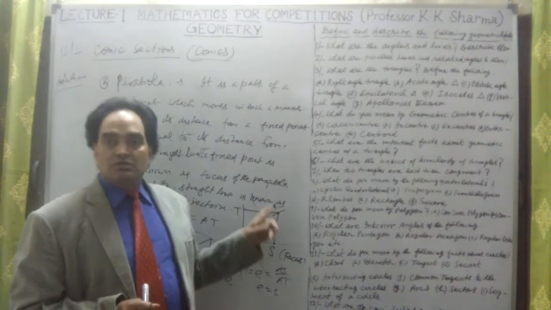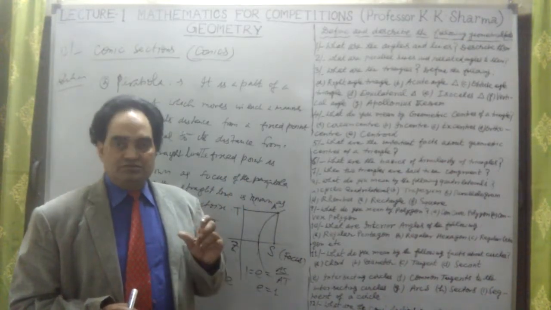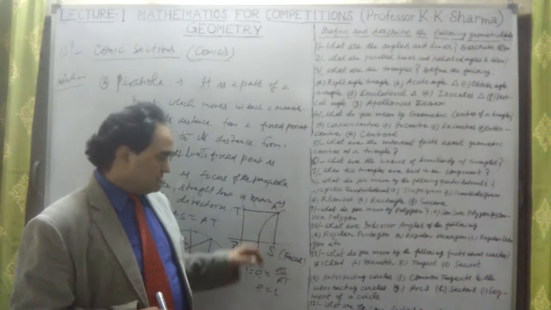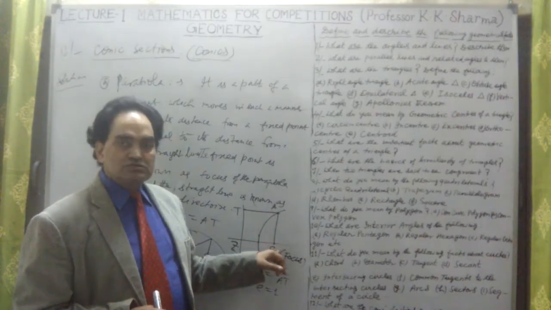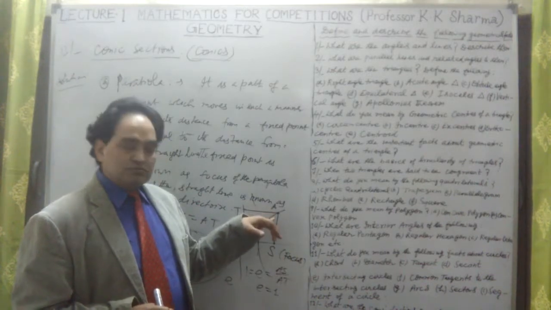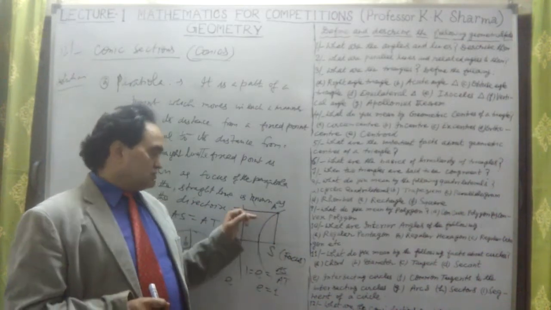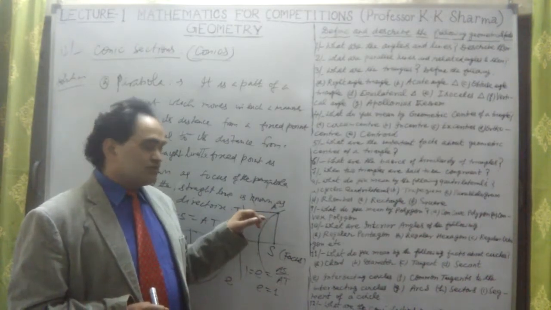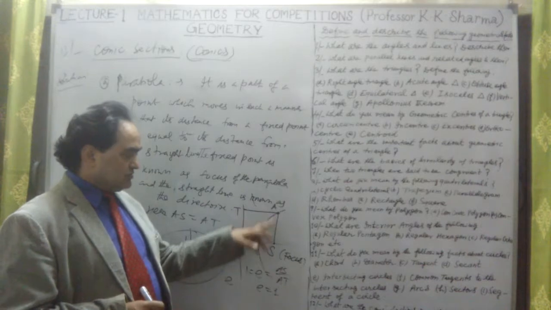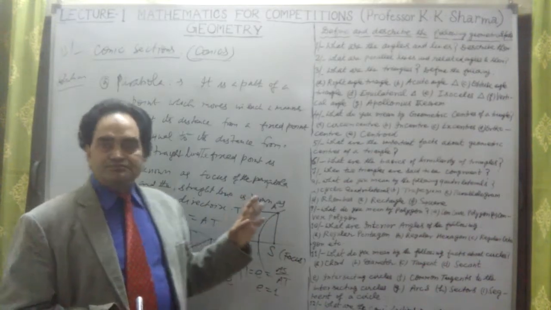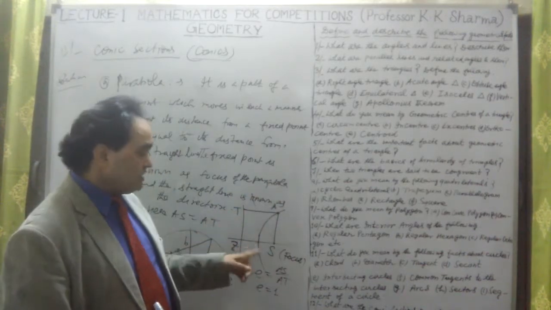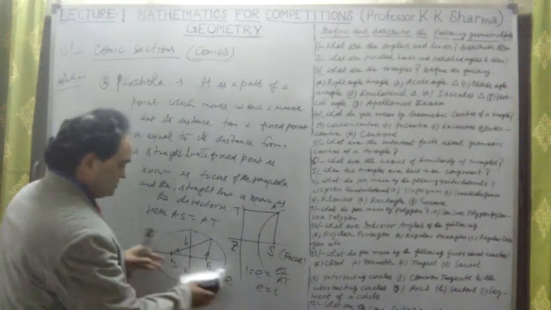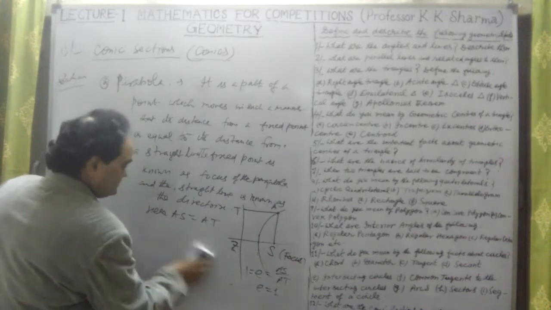Here the value of E, the eccentricity, is the ratio of the distance of a point on the parabola from a fixed point to its distance from a fixed line. So SA upon AT is equal to 1 in this case, because E is equal to 1. Let me take that later. First let me discuss this.